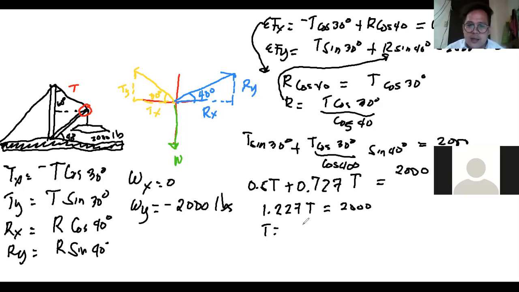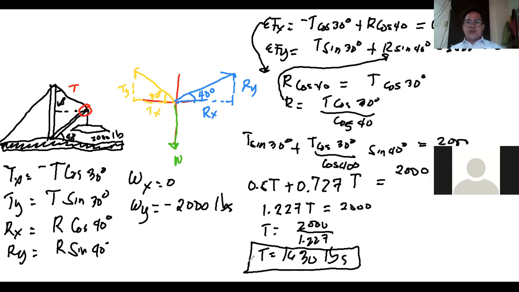So T is 2,000 divided by 1.227. So your tension now will become 2,000 divided by 1.227, and your answer is 1,629, or about 1,630 pounds. So this is the tension in the cable.